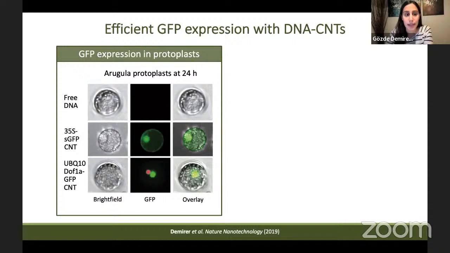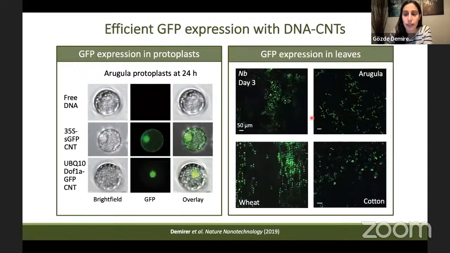So after seeing expression in the protoplast, we then looked at expression in the leaves. So here we are looking at leaves after 3 days of infiltration with our particles. And this first one is the tobacco plant again, Nicotiana benthamiana. We have also done this in arugula, wheat, and cotton. And in all of these cases, we were able to see GFP expression in these plant species.